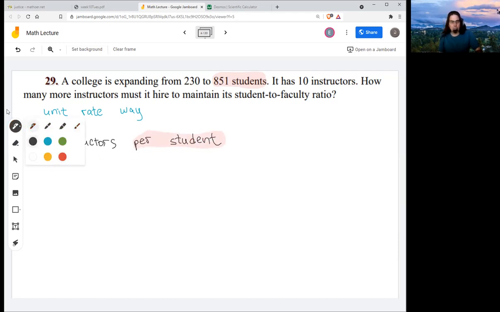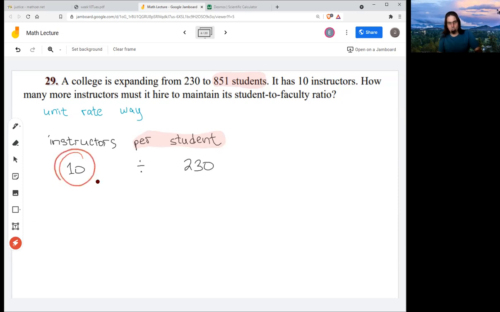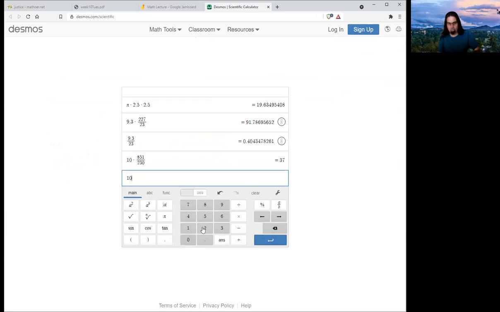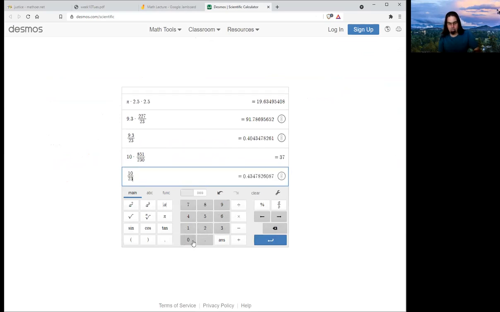Okay, so I phrased the thing we know initially, the instructors per student. So the per something matches with the new situation's number. So then we write the 10 divided by the 230, because that's the original instructors and the original students. And we get whatever that is, 0.04348.